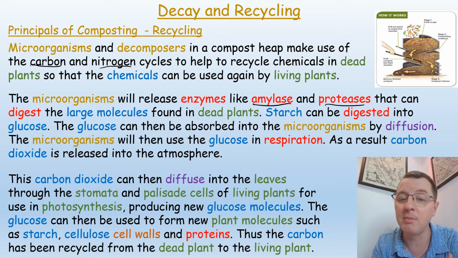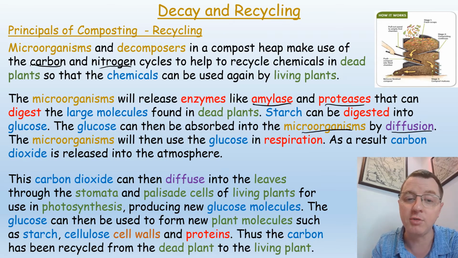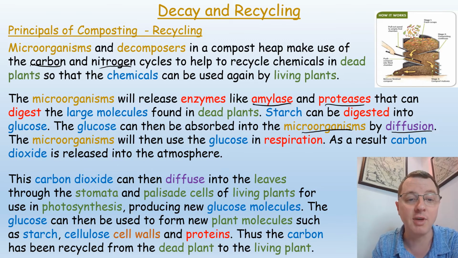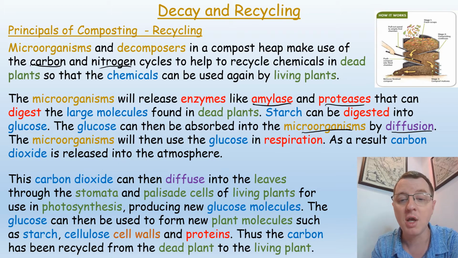The glucose can then be absorbed into the microorganisms by diffusion, and the microorganisms will then use the glucose in respiration. As a result, carbon dioxide is released into the atmosphere. This carbon dioxide can then diffuse into the leaves of plants through the stomata and palisade cells of living plants for the use in photosynthesis, producing new glucose molecules. The glucose can then be used to form new plant molecules such as starch, cellulose cell walls and protein. Thus the carbon has been recycled from the dead plants to the living plants.